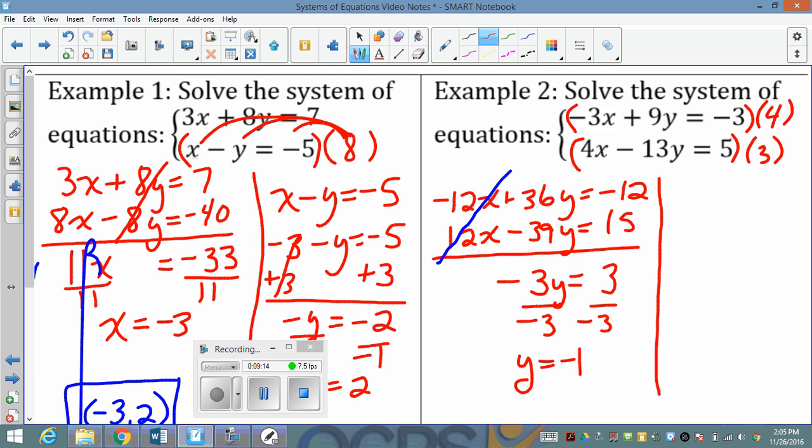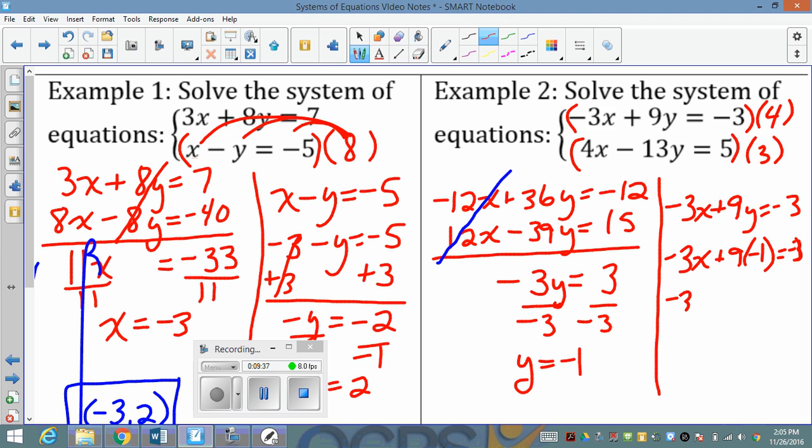I need my x value. Again, I can go into either equation. This time I'm going to use the first equation. Numbers are a little bit smaller. I'm going to plug in the y value, and I'm going to solve for x.